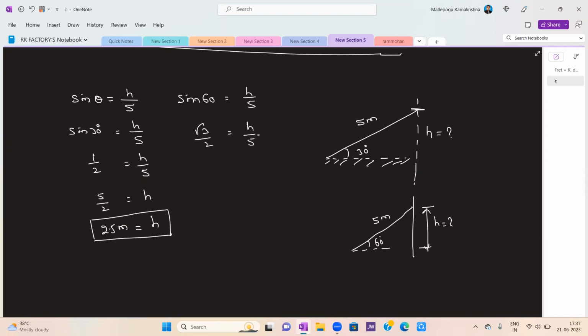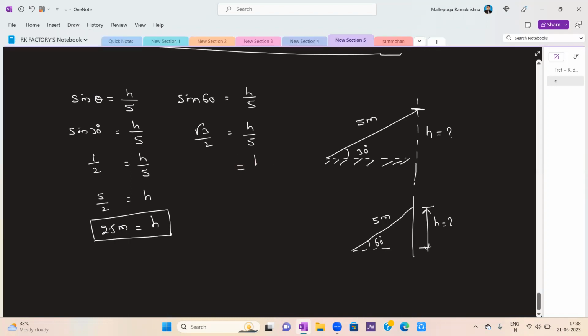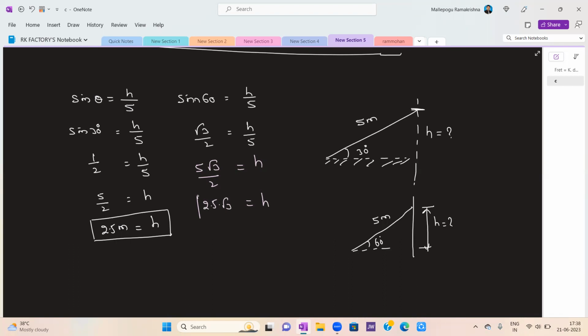And h by 5. So here you are getting h equals 5 root 3 by 2. That means 2.5 into root 3 meter is going to be the height I can cover. So unknown values like these can be found with the help of trigonometry.